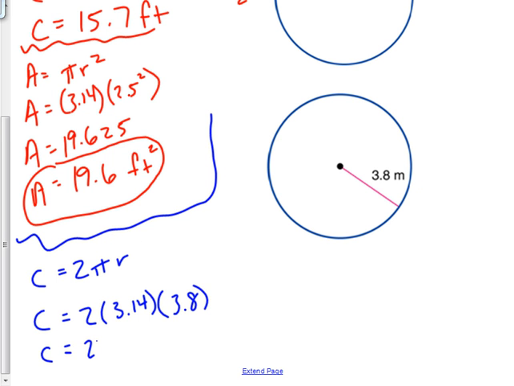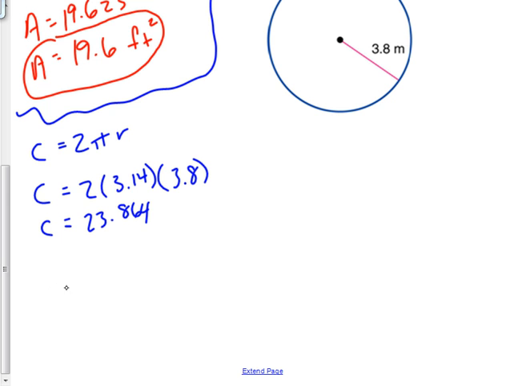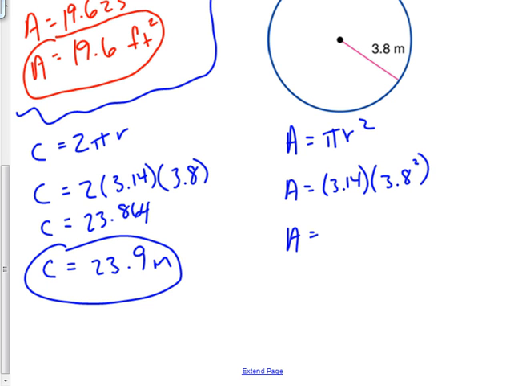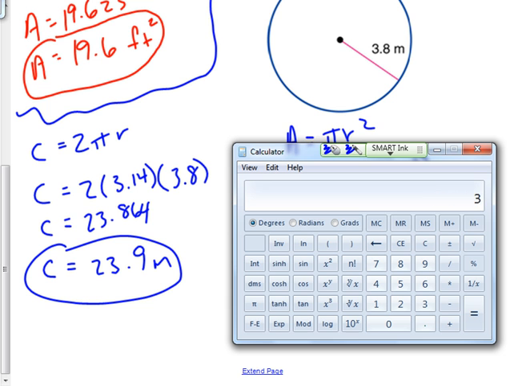All right, so we'll go ahead and write that whole thing. 23.864. And then we can round to the nearest tenth, so 23.9, and that'll just be meters, and that's my answer for circumference. Now, area equals pi r squared, so area equals 3.14 times 3.8 squared.